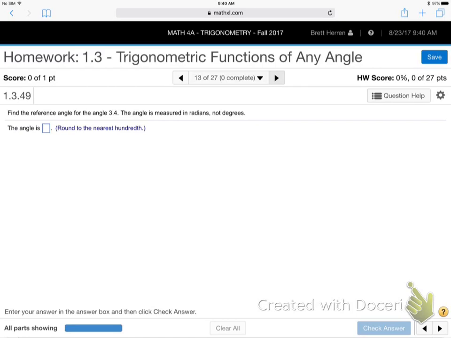Okay, so they're saying angle 3.4. Angle is 3.4. Round to hundredths. Okay, that's a little tricky. It's going to be a little tricky. So, 3.4. Let me give you a sec. Go ahead and try that one. I know that probably looks weird to you. I want you to try to think about it for 30 seconds before I dive in.